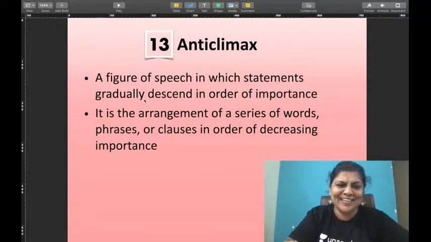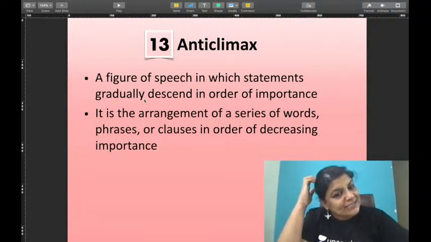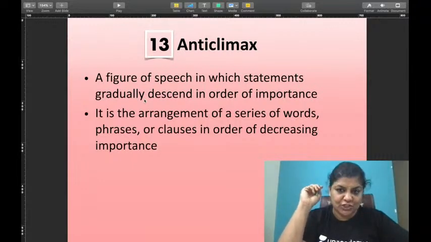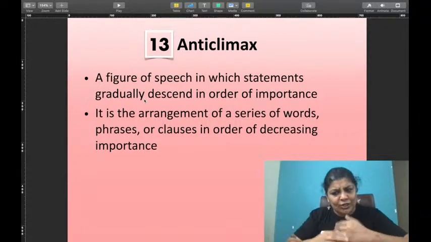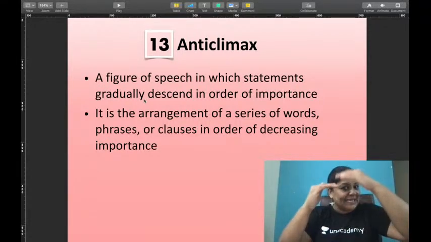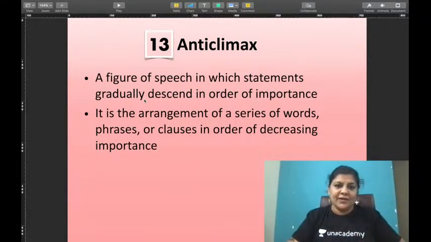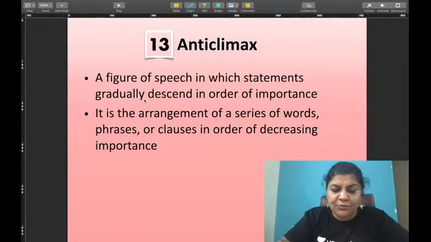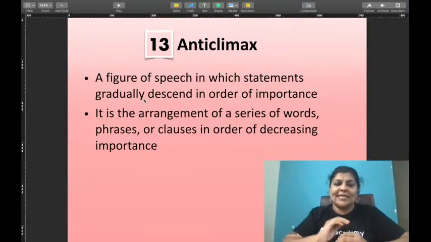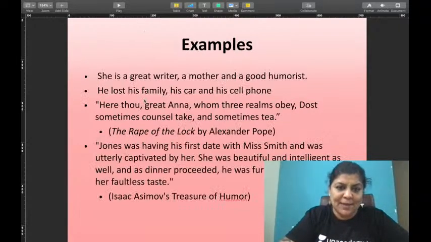Anti-climax is also there. There is also anti-climax. Anti-climax is a figure of speech in which statements gradually descend in the order of importance. Climax is ascending. Anticlimax is descending. Arrangement of a series of words, phrases or clauses in the order of decreasing importance. That is anticlimax.